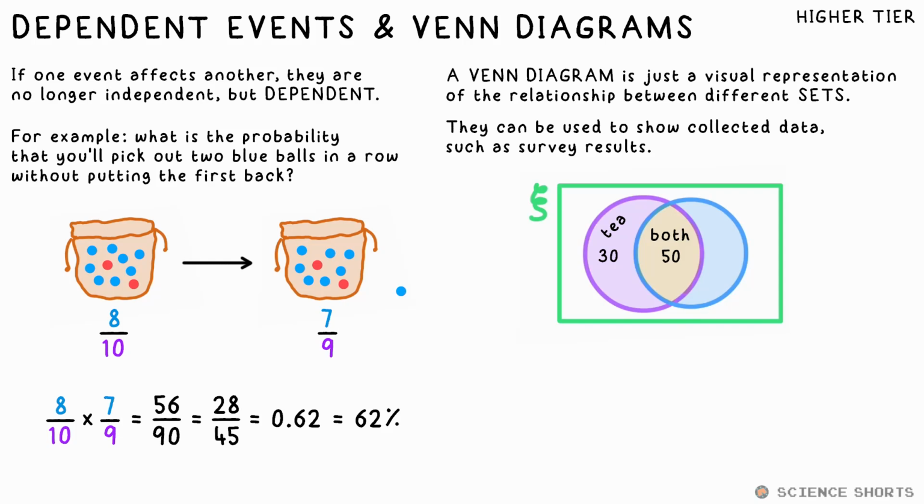30 only like tea, so they go in the left circle, and 5 people only like coffee, weirdos. They go on the right, but that only accounts for 85 people. Who are the other 15? They're the ones who don't go in either of the circles.